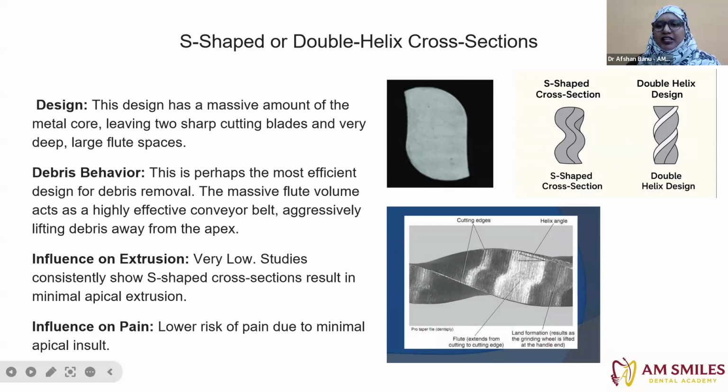So your S shape files will have more distance in between the flutes, so more debris removal towards the coronal region. And your double helix design will be in an S shape in cross section, but the inter distance between the flutes will be less compared to your ideal S shape. So this less distance will give comparatively less removal of debris. So more effective will be your S shape cross section, where you will have more distance in between the flutes.